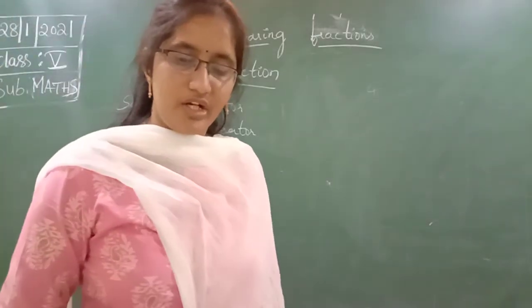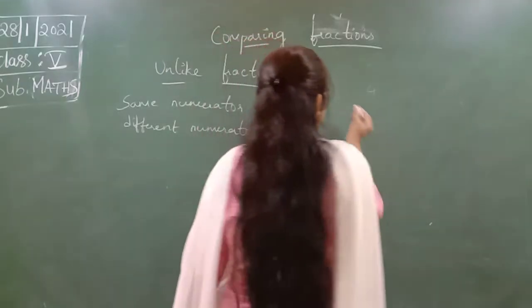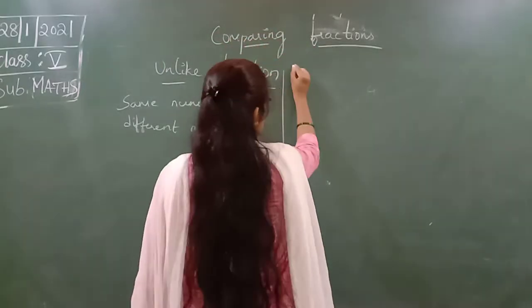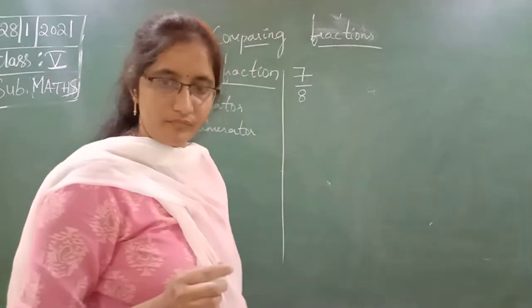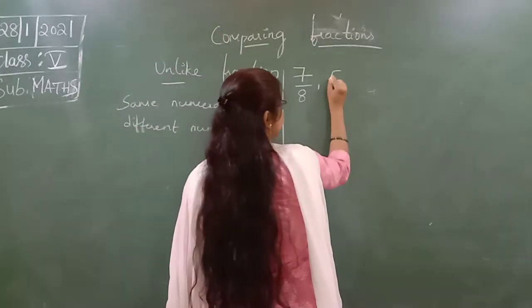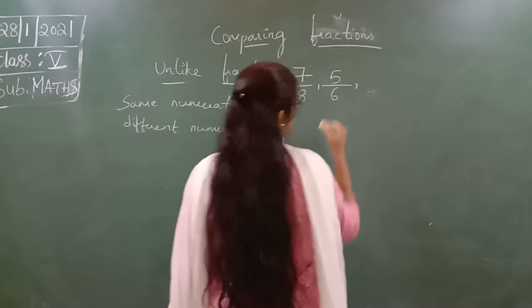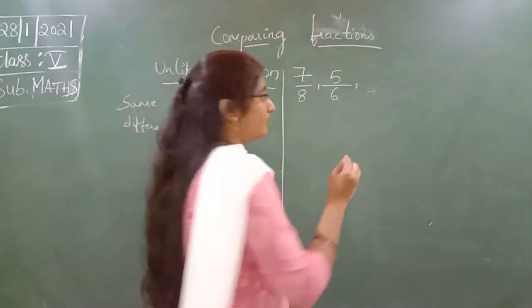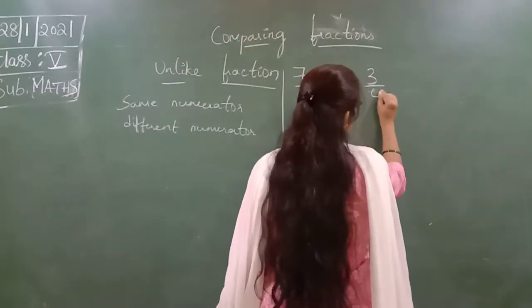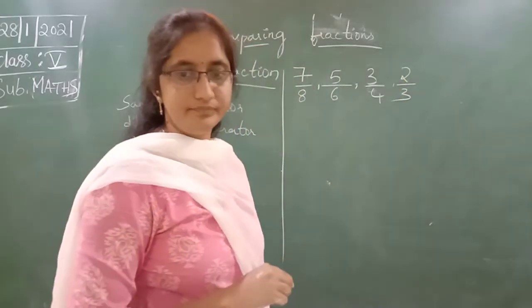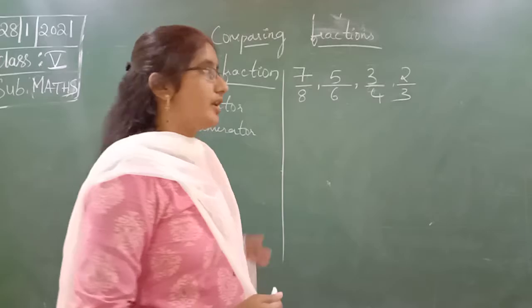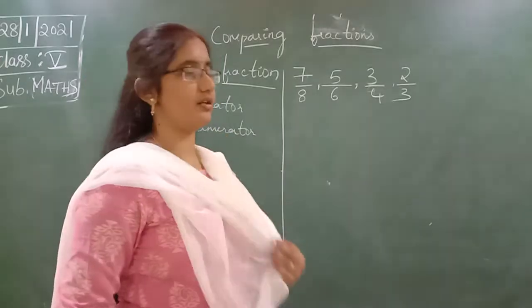Okay, next we have arrange the fractions. 7 by 8, 5 by 6, 3 by 4, 2 by 3. Arrange these fractions in ascending order.